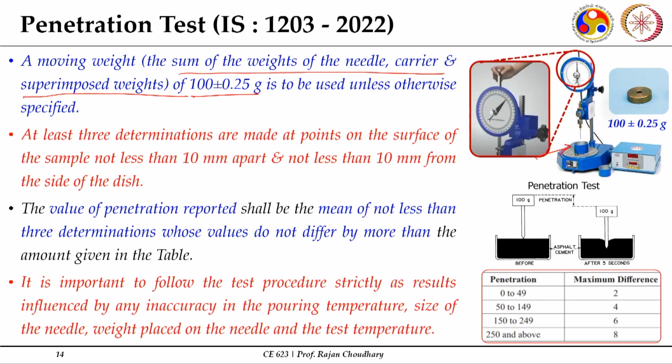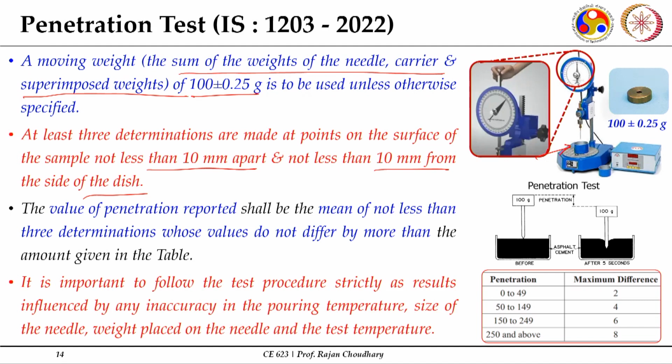This is in this particular cylindrical measure. When you are going to take these measurements of penetration, at least 3 repetitions have to be done, and it says that they should be at least 10 mm apart and 10 mm from the side of the dish. So, these are the requirements, and the temperatures also have to be ensured.